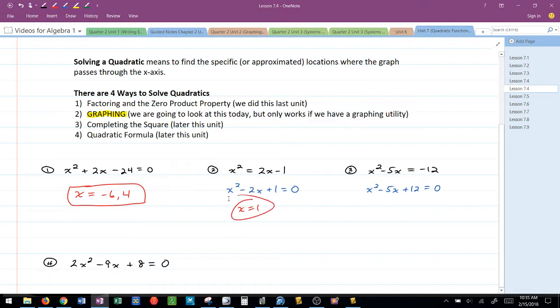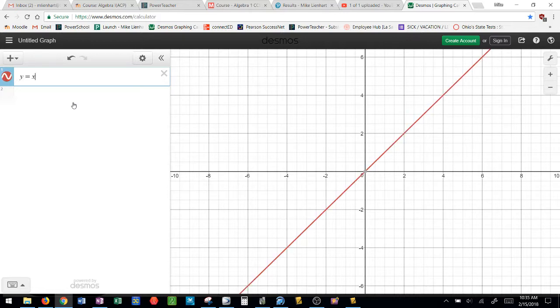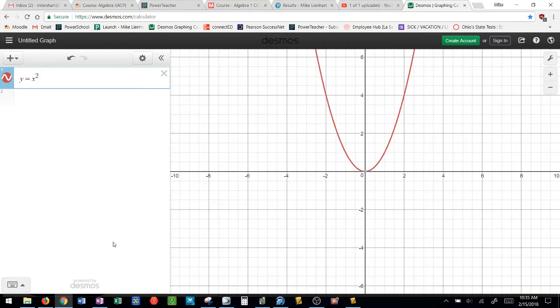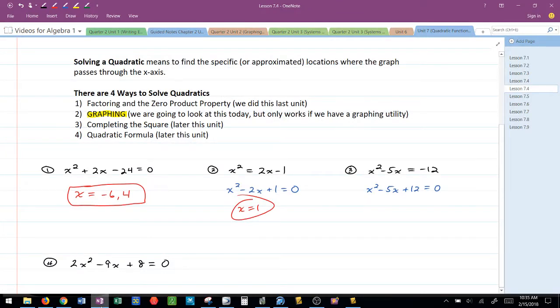Let's graph the next one: x squared minus 5x plus 12. So I go over to my graph, y equals x squared, and minus 5x plus 12. And if you notice, it's kind of way up at the top of the screen here. So if I zoom out, I'll see the picture a little bit more clearly now. This graph does not pass through the x-axis at all. So what that tells me for a solution is there is no solution.